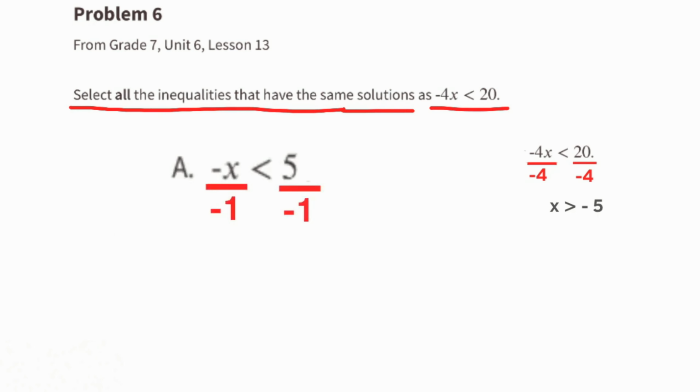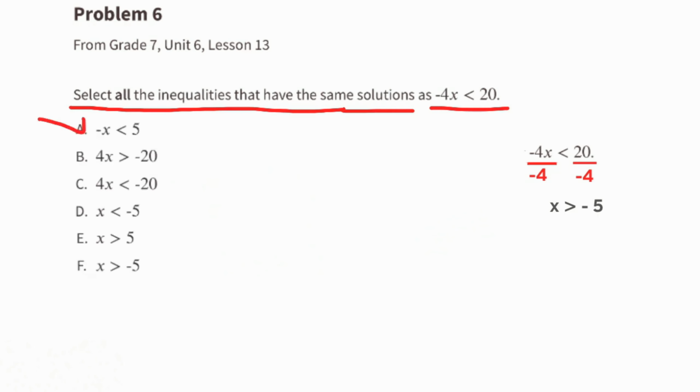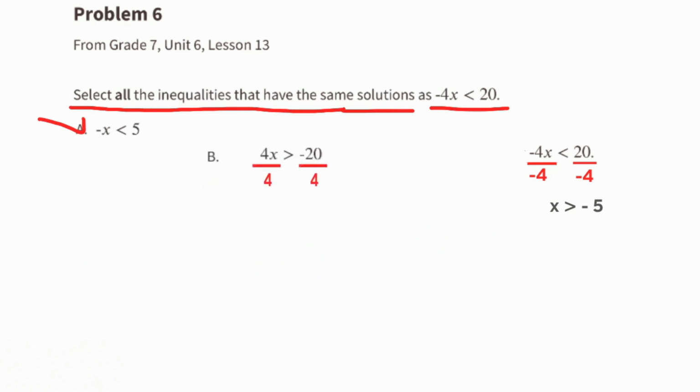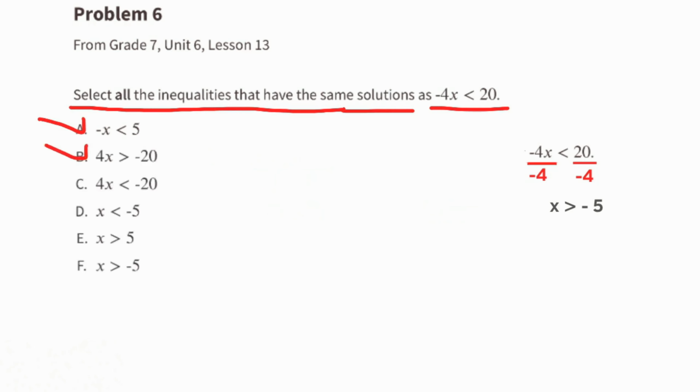-x is less than 5. Divide both sides by -1, and then we have to switch the inequality sign, so it becomes x is greater than -5, which is equivalent to the original inequality. Let's take a look at B. 4x is greater than -20. Divide both sides by 4, and the inequality reads x is greater than -5, which is also equivalent to the original inequality. C. 4x is less than -20.